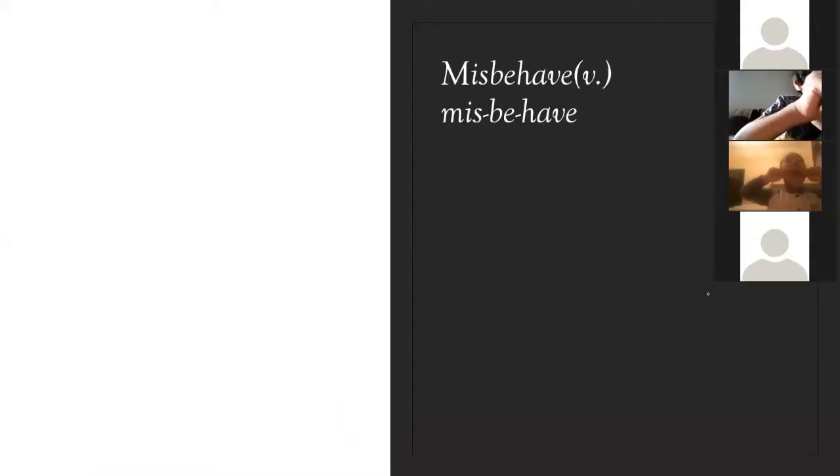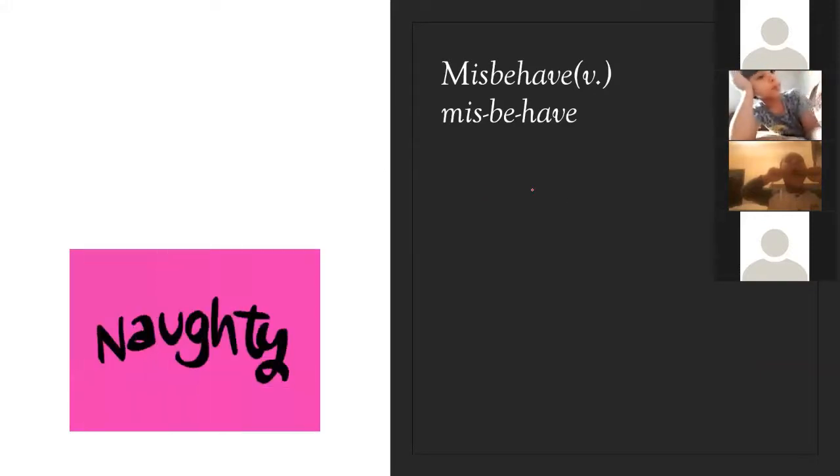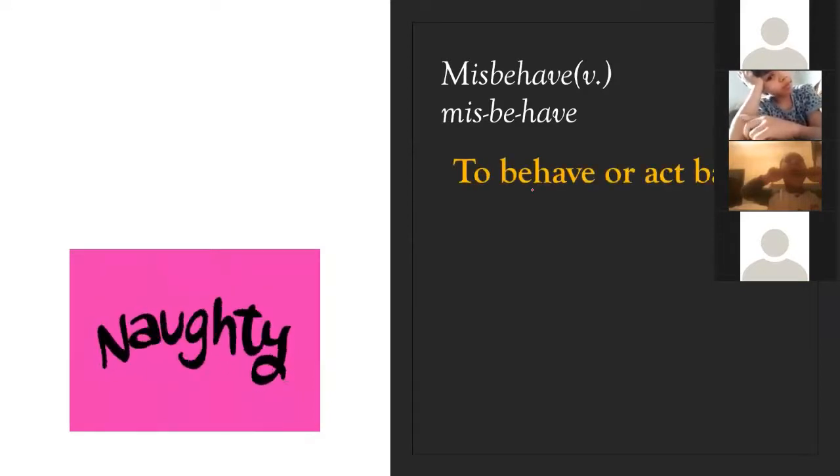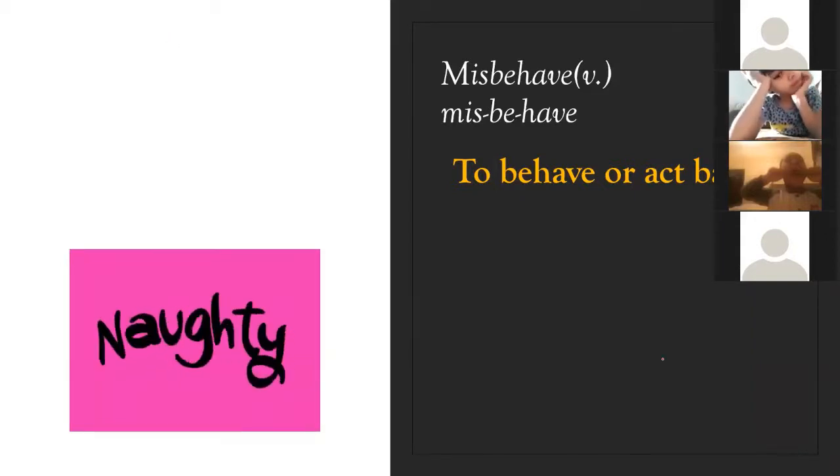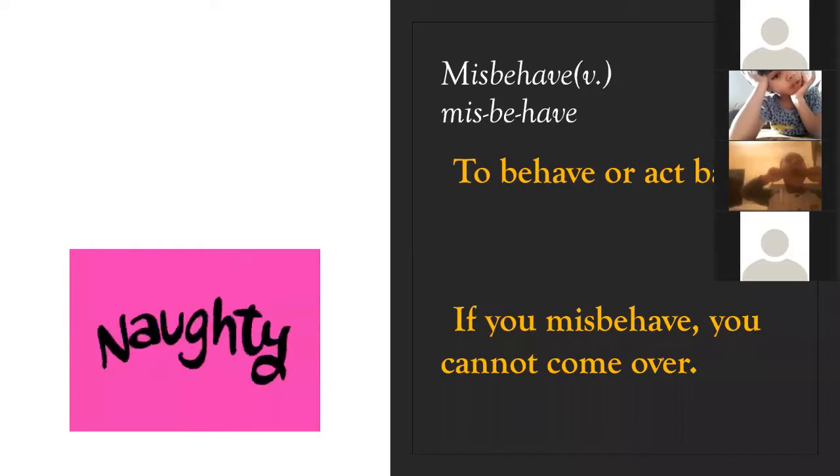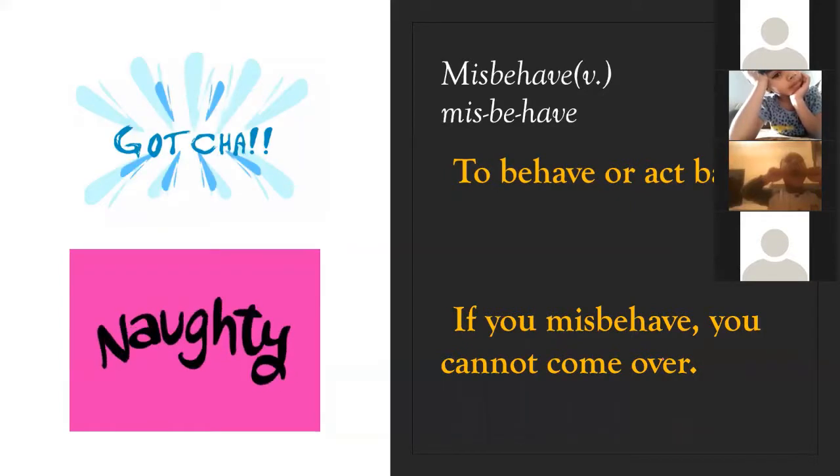Misbehave. What does it mean, misbehave? It's a verb, and it also has the prefix miss. To be naughty, or to behave in a bad or wrong way, or to act in a wrong way. If you misbehave, you can't come over.